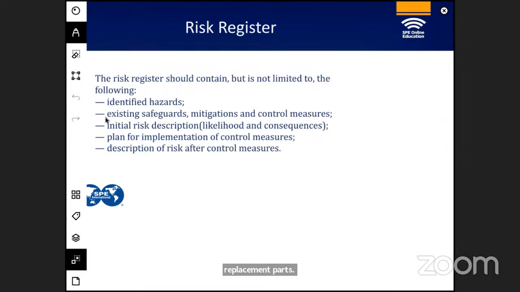Then we come to the risk register. So all the risks have to be tabulated in a particular format at one place. This will include identifying the hazard, existing safeguards for that hazard, initial risk description, what the likelihood and the consequence are, which will give you the risk level, then planned implementation of the control measures, how we can control that risk. Then based on this implementation, what is the residual risk?